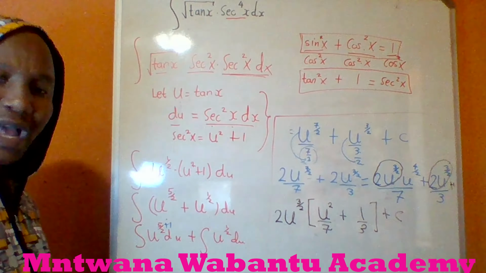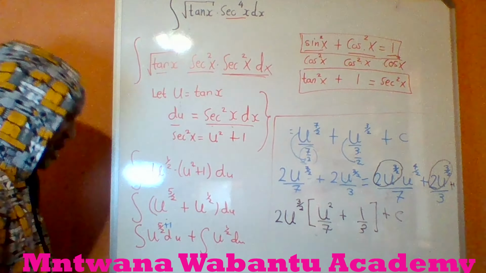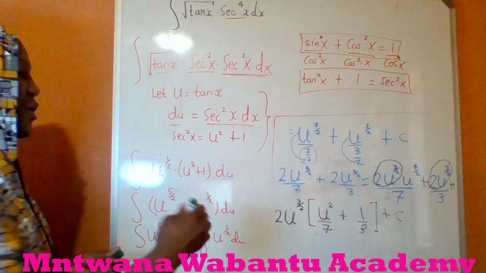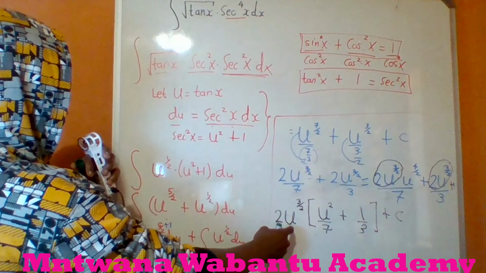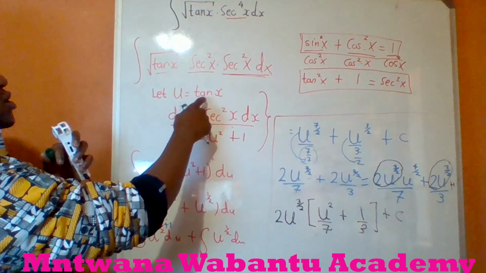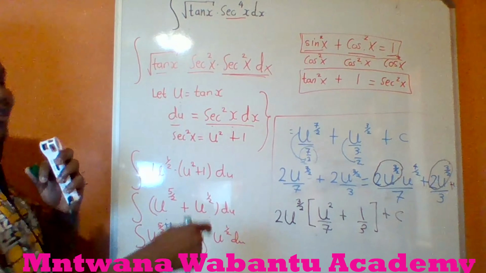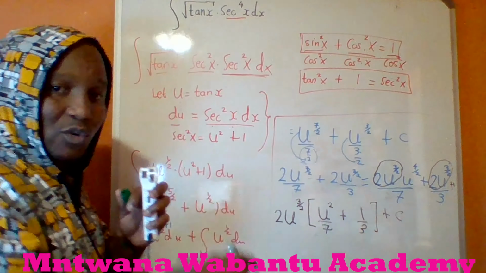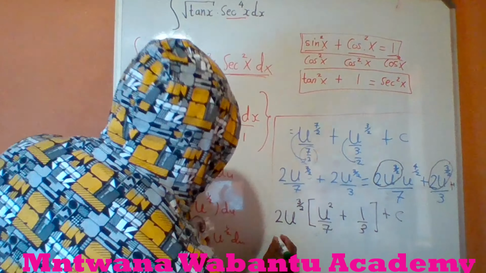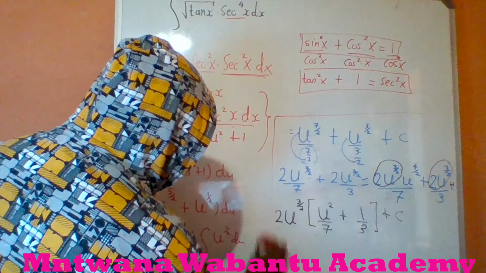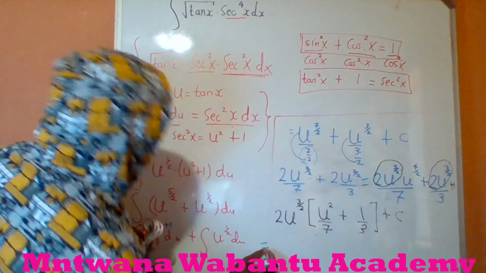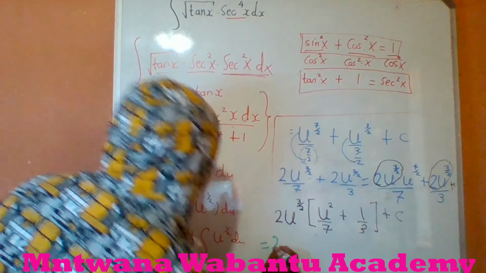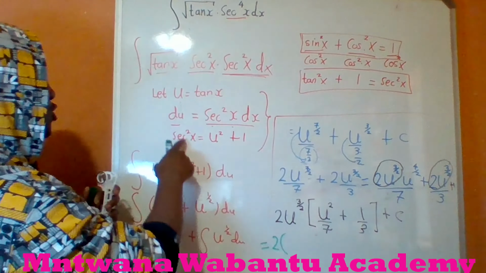So guys, brother and sister, the question is nearly finished, because what we're going to do now is plug back in the value of u. What is our u? We said u is equal to tan x. So wherever there's a u, we're going to substitute tan of x. So this is going to be finally equal, we have a 2, and what is our u? u equals tan of x.